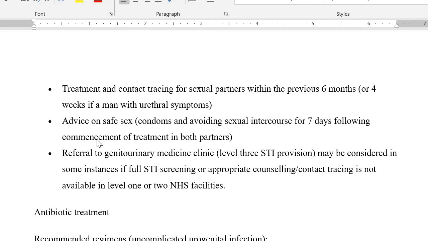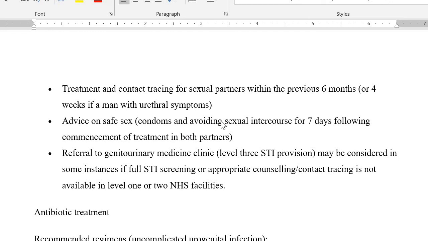And they should receive advice on safe sex, like using the barrier method and avoiding sex until they have completed the treatment. They should also make sure that the partner has completed the treatment, or use the barrier method of contraception. Then refer to the GUM clinic for STI provision, like further testing and assessment. This will be considered in some instances if the full STI screening, appropriate counseling and contact tracing are not available in level 1 or level 2.